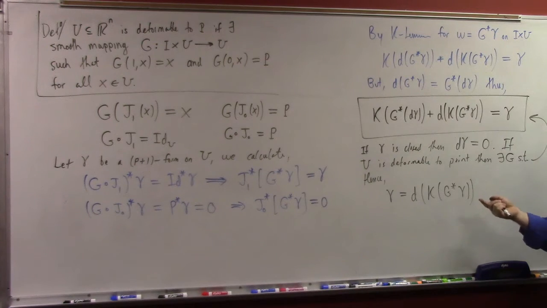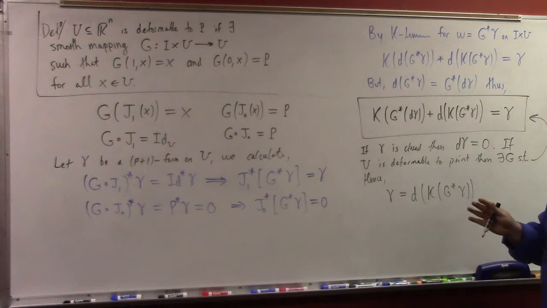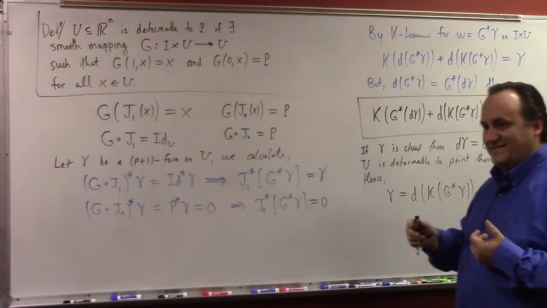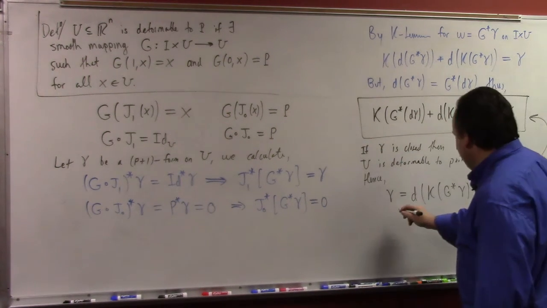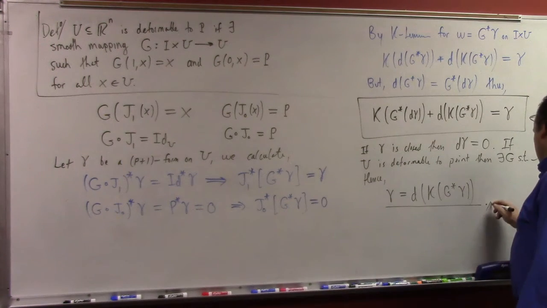So not only does the Poincare Lemma proof that I show you here prove the converse in the context of the space being deformable to a point, it gives you a formula. It straight up gives you a formula to calculate the potential form. This is very cool. This is very, very cool.